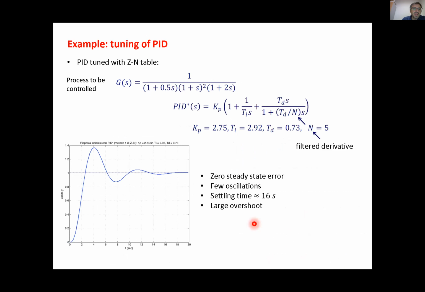So we need some help from Ziegler-Nichols to set a reasonable choice for these values, to then do the fine tuning. Using the approximation we did before and computing from the Ziegler-Nichols table the values of KP, TI, and TD, we get these values, and applying them, we see this response. The overshoot is not really 25%, it's around 30, but we have a good settling time of 16 seconds and fewer oscillations. And of course, zero steady state error because we are using an integral action.